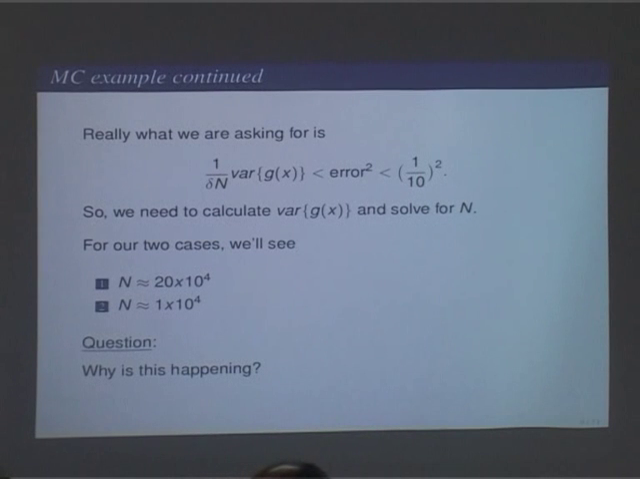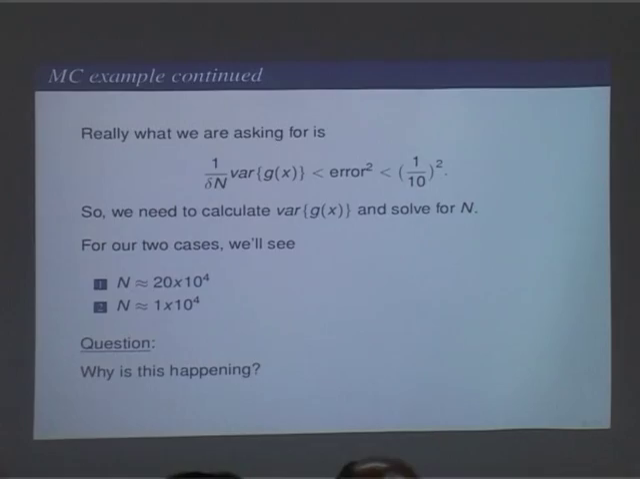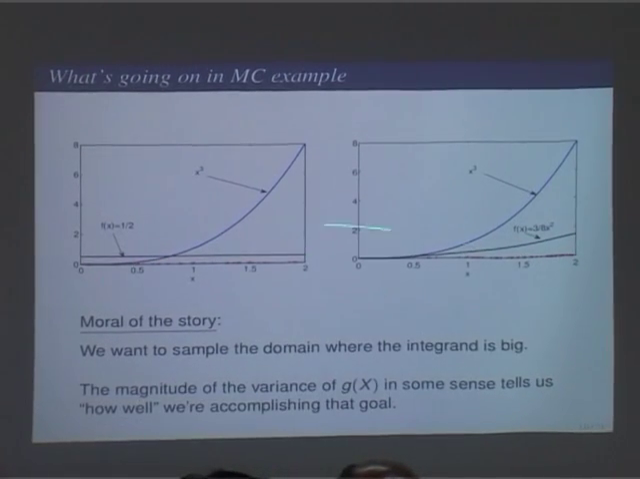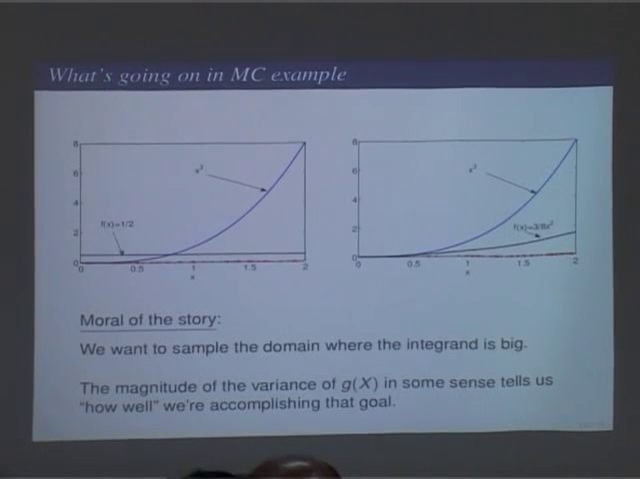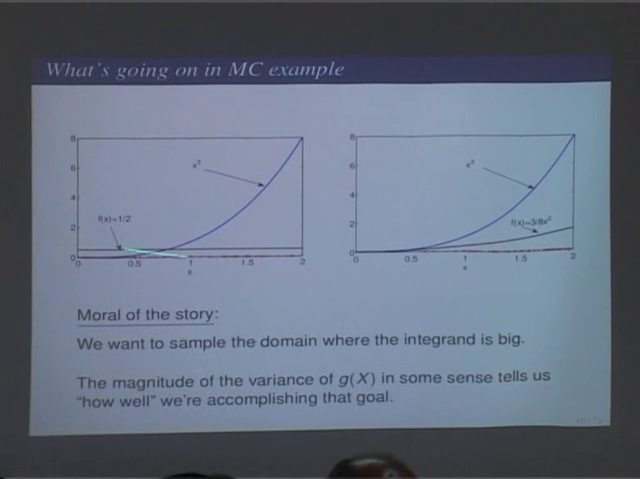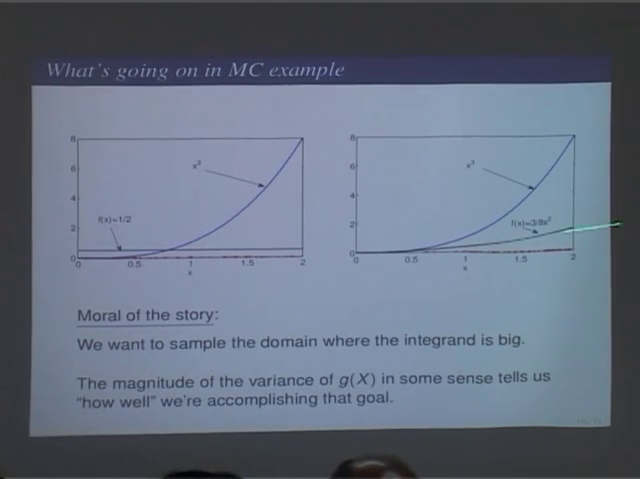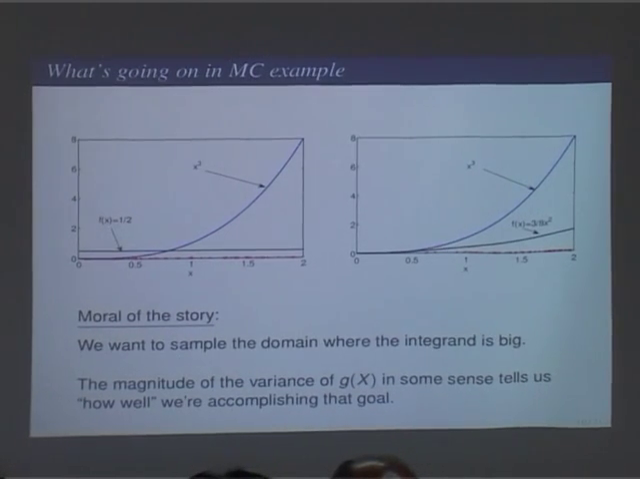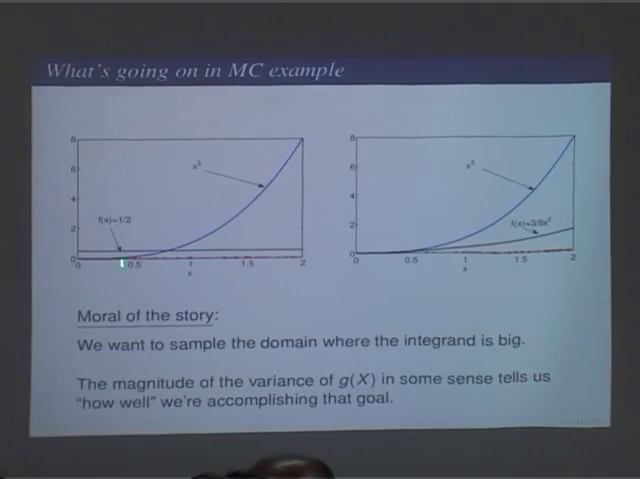So why is this happening? Basically, we need to calculate the variance of g. And a picture like this tells you why this is happening in some sense. Here the little red dashes are samples from the uniform, and here they're samples from this quadratic. All Monte Carlo integration is doing is, everywhere I have a sample, I plug in and take the average. That's all Monte Carlo is doing.